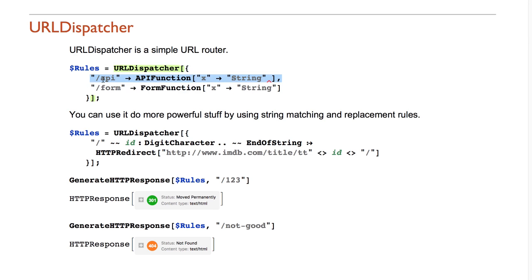So for example, if you visit something like /api, then you go to an API function, and over /form you're going to a form function. But now you can combine this syntax with the string pattern syntax that we have inside the Wolfram Language. And so for example, here we are matching a URL that is starting with a slash and then one or more digit characters.